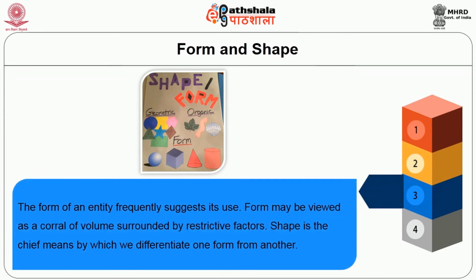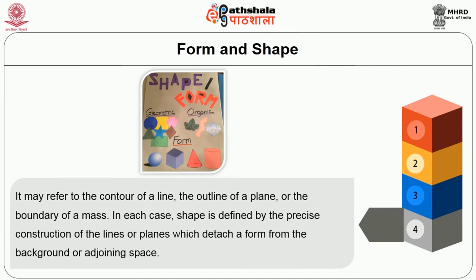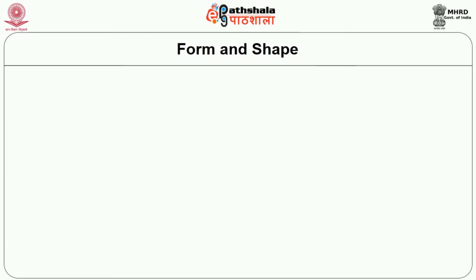The form of an entity frequently suggests its use. Form may be viewed as a corral of volume surrounded by restrictive factors. Shape is the chief means by which we differentiate one form from another. It may also refer to a contour of line, the outline of a plane, or a boundary of a mass. In each case, the shape is defined by the precise construction of line or plane which detaches a form from the background or its adjoining space.